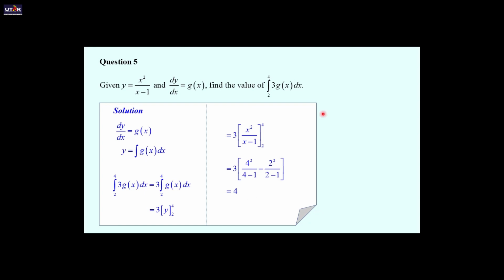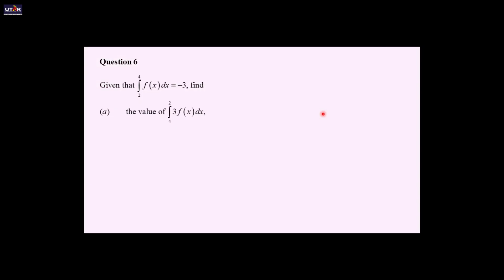Let us continue with question 6. In question 6, you are given that the integral of f(x) from x equals 2 until 4 is equal to -3. You are asked to find the value of the integral of 3f(x) with respect to x from 4 to 2.